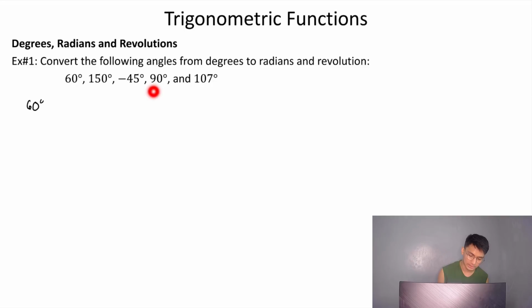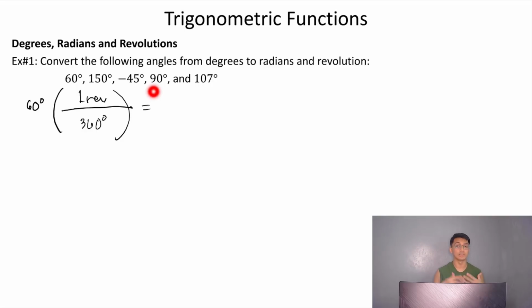For 60 degrees, we will use the conversion factor 1 revolution over 360 degrees. Again, we just simplify it. We first cancel the degrees unit and then simplify 60 over 360, which is 1 over 6 revolution. So, this is our answer for converting 60 degrees into revolutions.